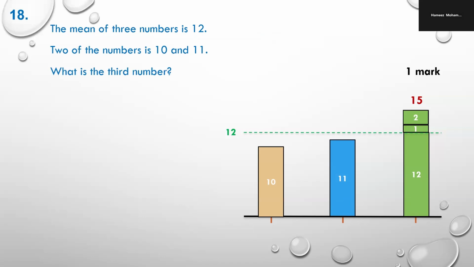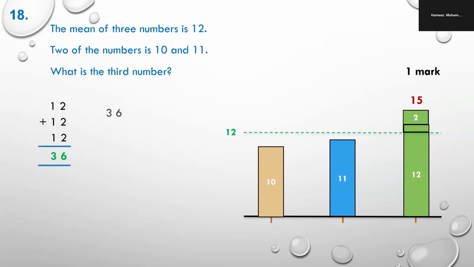Some teachers prefer to do it this way. Well, we have the average is 12. So we could say 12 threes, or we could add 12 and 12 and 12, and that will give us, of course, 36. And the total is 36.